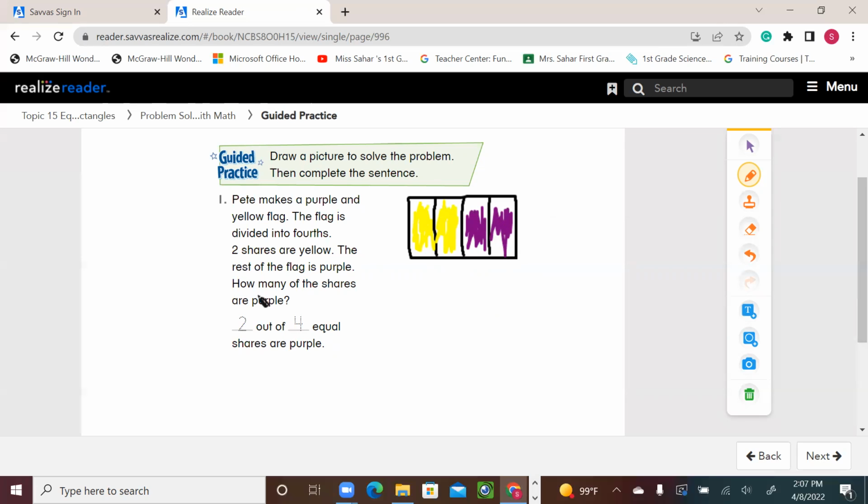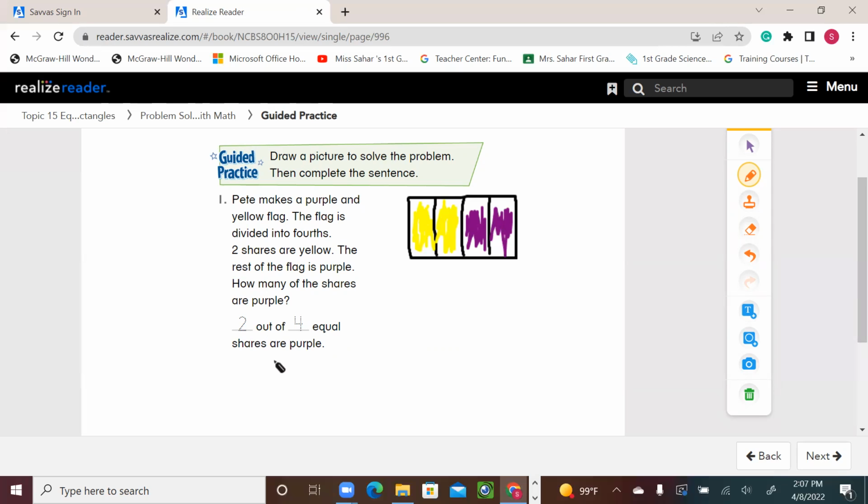All right, so how many of the shares are purple? So I looked at, I have 4 shares, 2 are purple. So 2 out of 4 equal shares are purple. 2, the colors that I'm looking at, out of all the parts that I have, all the equal parts, 1, 2, 3, 4. So 2 out of 4 equal shares are purple.